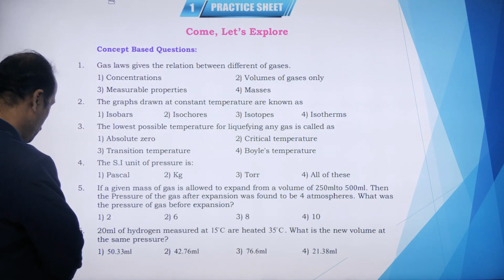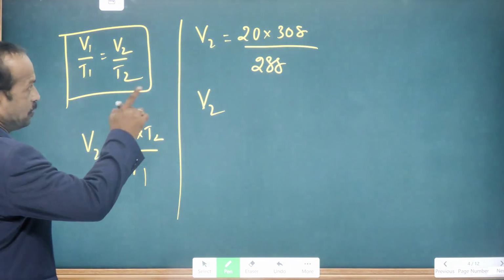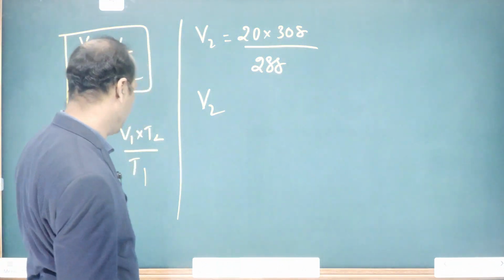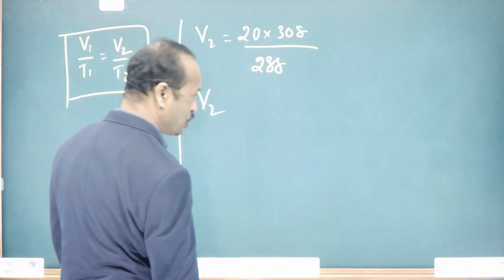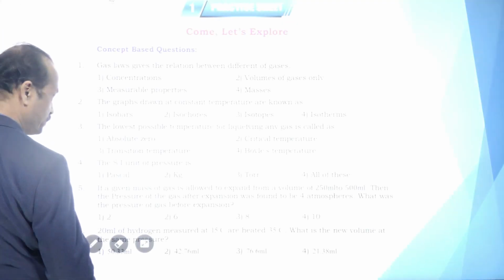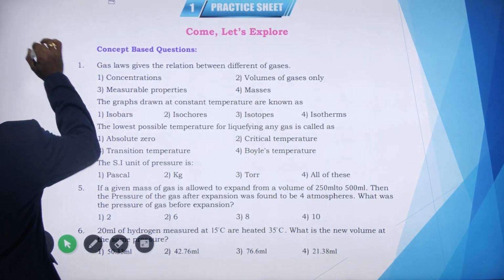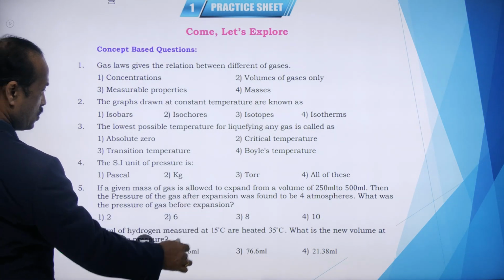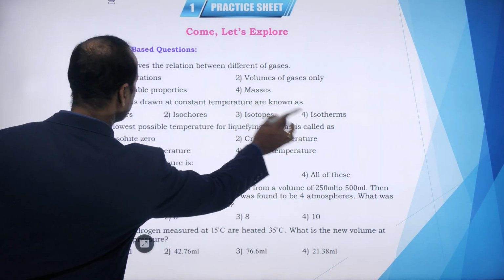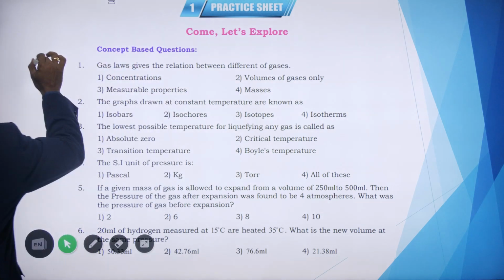How to solve, you know. Okay, this is a problem you need to solve. Some little calculation is required. Right? Chalo, now let's go to the next one. So here all 6 are done. Here it is 8, here it is 21.8, here it is a Pascal, it is absolute 0, here it is isotherm, and here it is measurable properties.